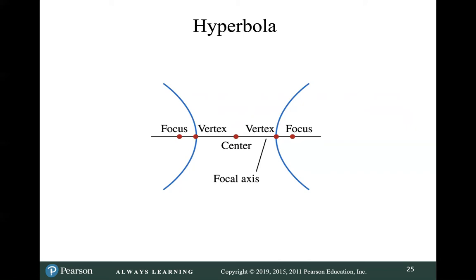For an ellipse, remember we had a focal axis, we had two foci and two vertices, but the vertices were outside of the foci. That was a bad drawing, but you can picture it. These were the vertices, these were the foci, and then we still had the center. So the difference here is the vertices are inside of the foci because our hyperbola is opening outward.